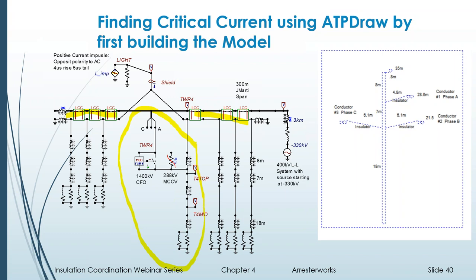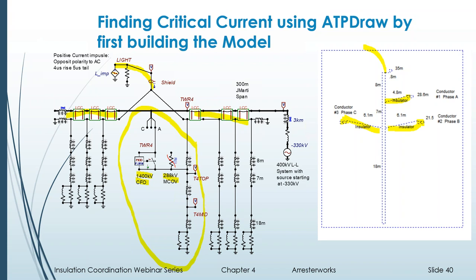I have a 1400 kV CFO insulator, and I have a 288 kV MCOV arrester that's not connected. And then I have a stroke to the shield wire. This is what this tower happens to look like. It's a monopole tower with insulators that actually hold the conductors at the very end. It's a really simple tower. The conductors are at the end.